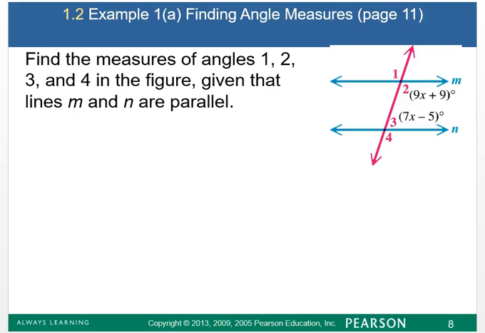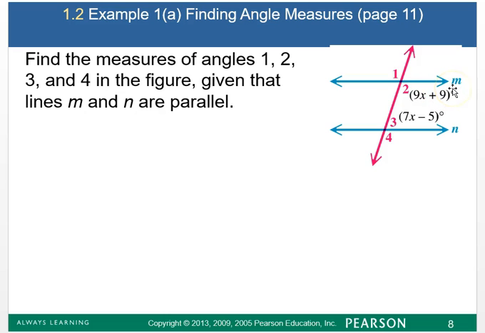Okay, let's look at this next one. So in this problem, we are asked to find the same thing, angles 1, 2, 3, and 4. And in this problem, 2 and 3 are supplementary angles. They add up to 180 because they are consecutive interior angles to each other.